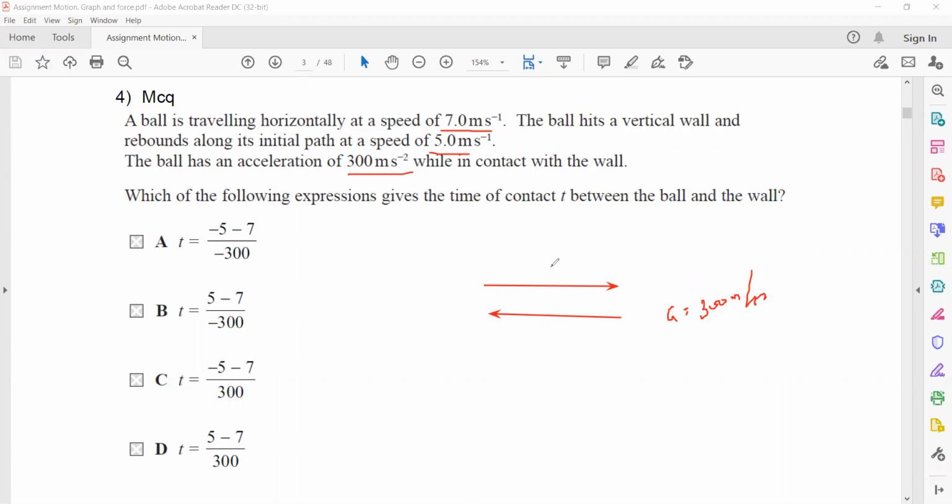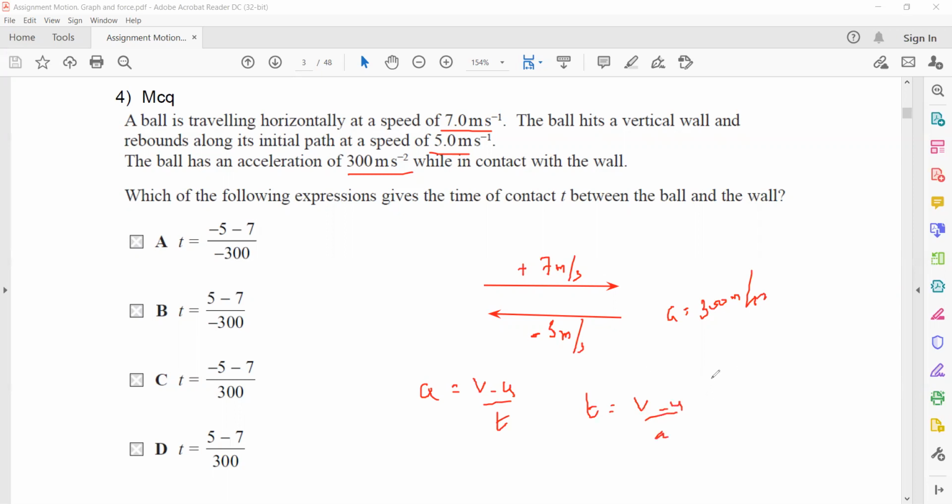So if we consider this as plus 7, then the final we consider as minus 5 because the direction changes. And what is the formula which relates acceleration, time and change in velocity? It's v minus u over t. So if we need the time, it will be v minus u divided by a.